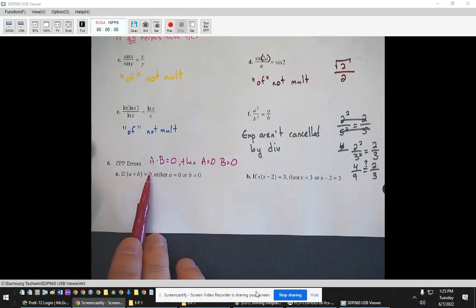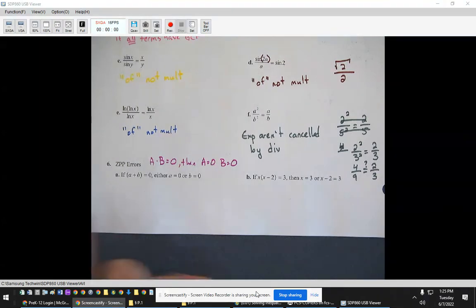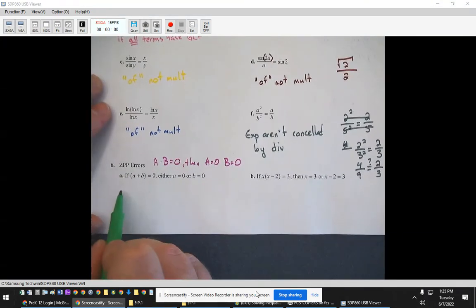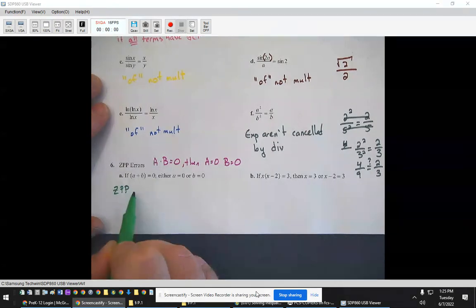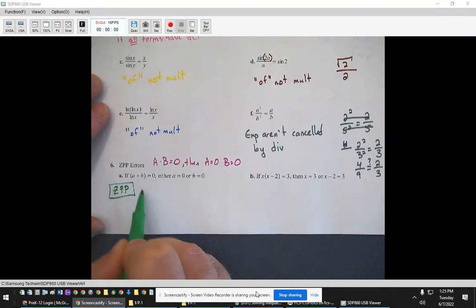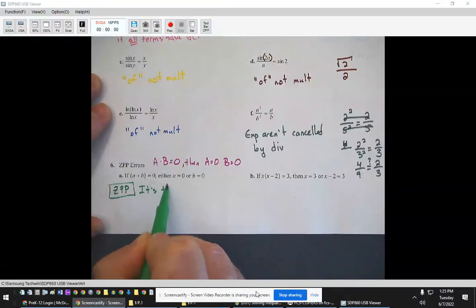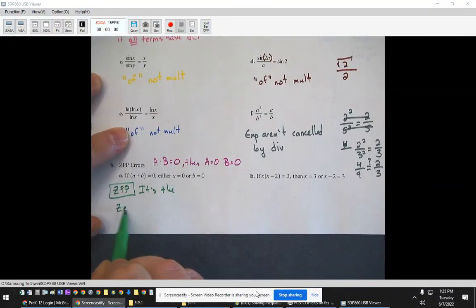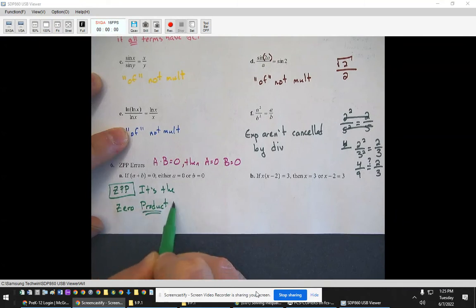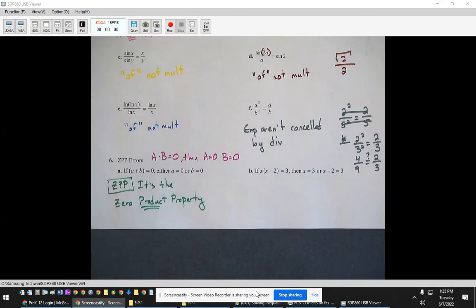If you're adding two numbers, there's lots of numbers that I can add together that give me an answer of 0 without either of them being 0. 7 and -7, for instance. So the ZPP, it's the zero product property, not the zero addition property or something like that. They have to be multiplied together.